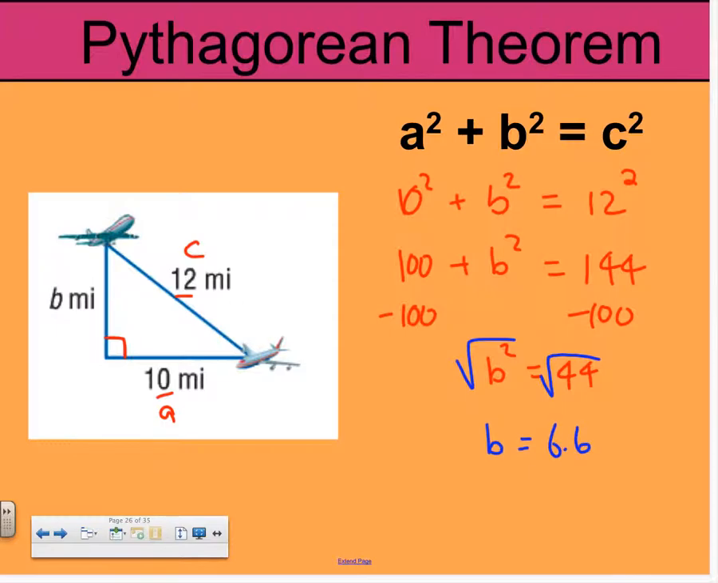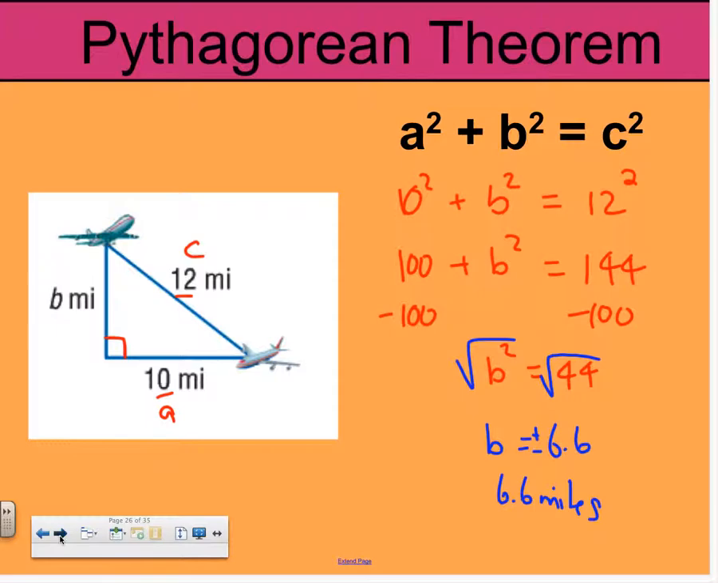Now remember, when we're dealing with square roots, the square root gives you a positive and a negative answer, okay? Because negative 6.6 times negative 6.6 would also get us 44. But in this real life scenario, we cannot have a negative distance. So the one plane is about 6.6 miles higher than the other plane.